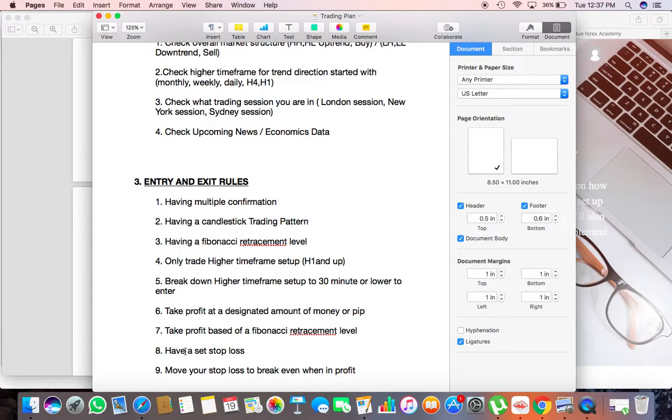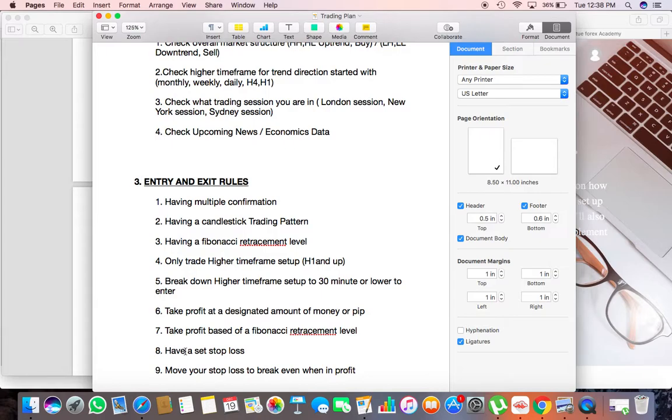But just make sure you know that those time frames require more time than lower time frames. If you're trading 1 hour, every single candle will take 1 hour to form. If you're trading 4 hour, every single candle will take 4 hours to form. So trading a 4 hour setup will take you longer than a 1 hour setup, and so on. And then you break your higher time frame setup down to 30 minutes or lower.